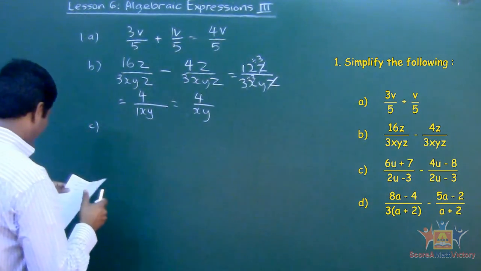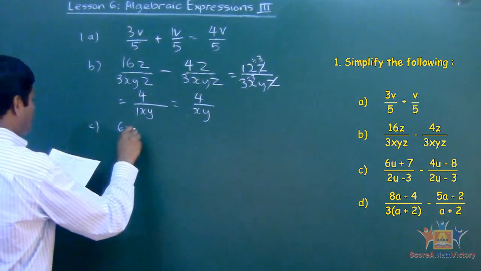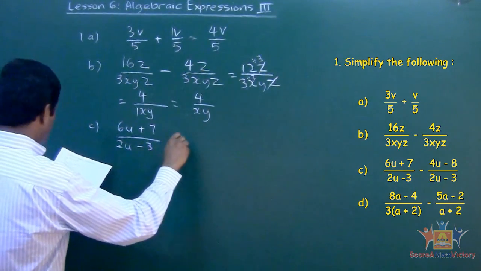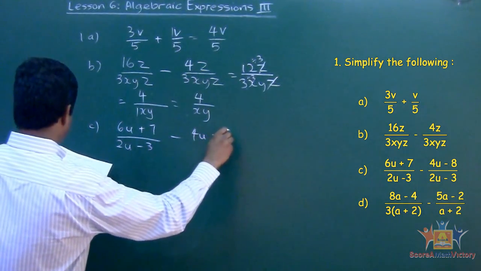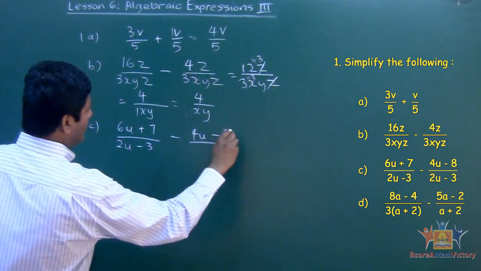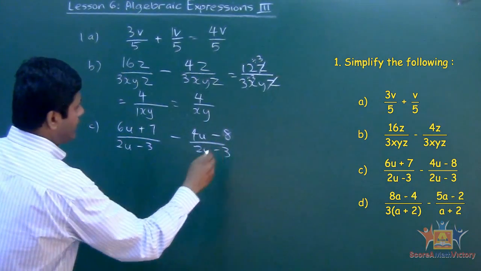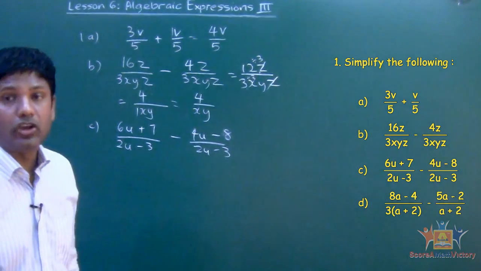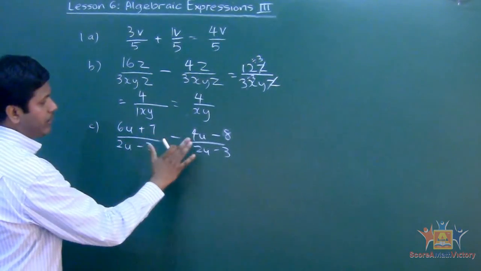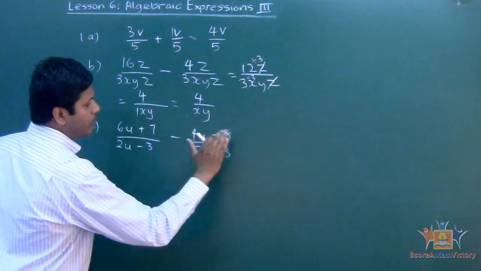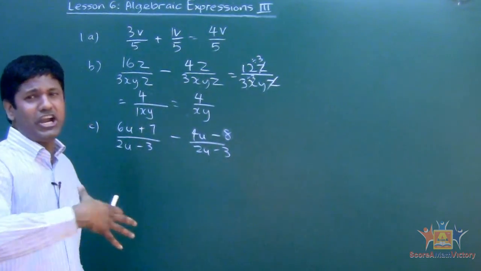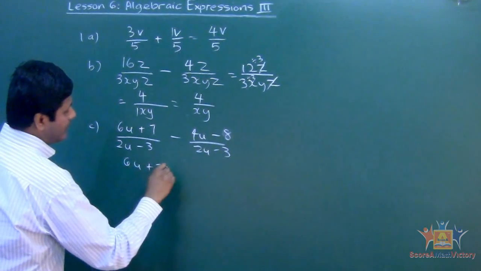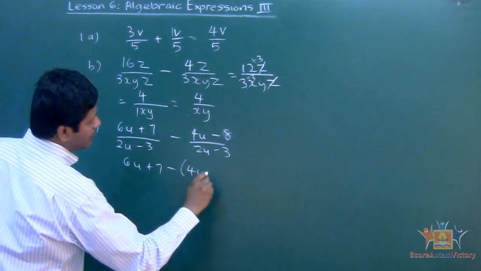Okay, C is given 6u plus 7 over 2u minus 3, and then minus 4u minus 8 over 2u minus 3. Can I subtract? Definitely yes. Why? Because they're common denominator. Then I can subtract. But look at that subtraction. Make sure you put a bracket. Be generous in putting brackets. So we're going to put 6u plus 7 minus bracket 4u minus 8.